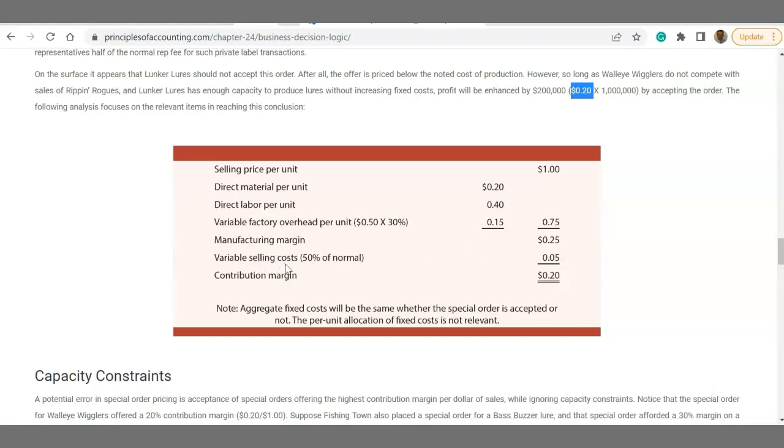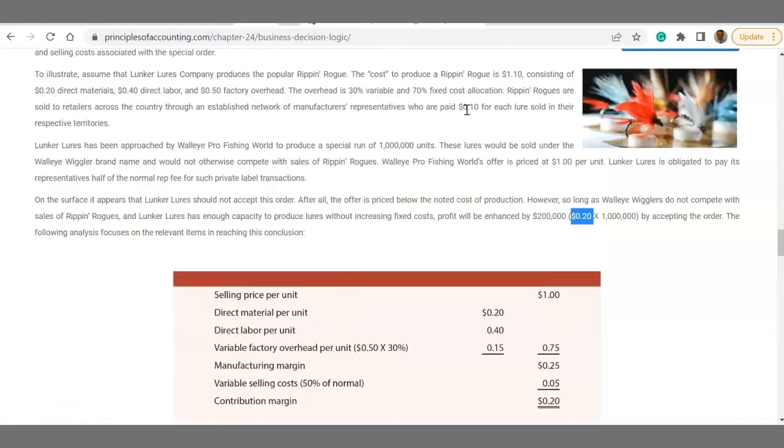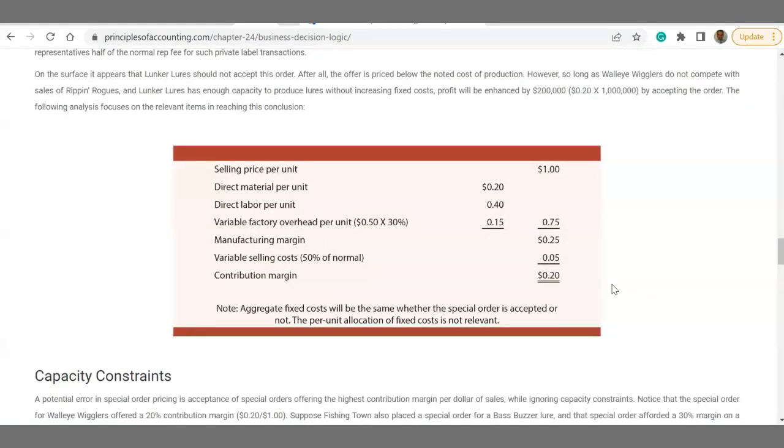Variable selling cost will be 50% of normal, which they were paying, like 10 cents to the representative. Now, because they are selling this somewhere else as a private sale, they still have to give the rep 5 cents for every unit sold in the private market. So that's 25 cents minus 5 cents to those reps. So still we have a contribution margin of 20 cents, okay?